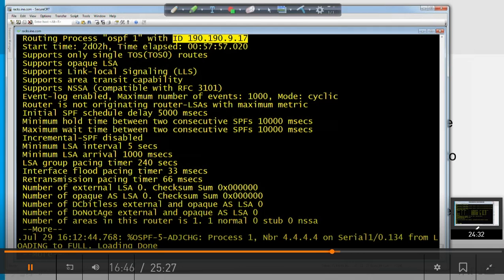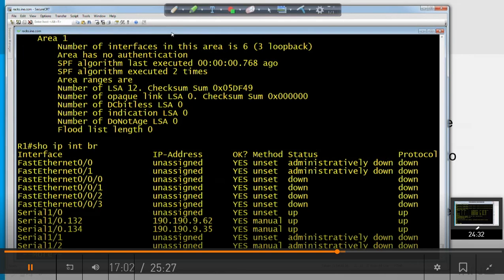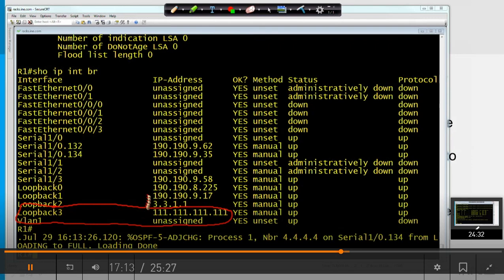So let's try something else. Let's try shutting down loopback 0 and loopback 1. Show IP interface brief. So in theory, if I shut down these 2 loopbacks right here, if they're down, then these addresses should no longer be available as potential router IDs. Then he'll look at these 2 loopbacks, and he should use this one.